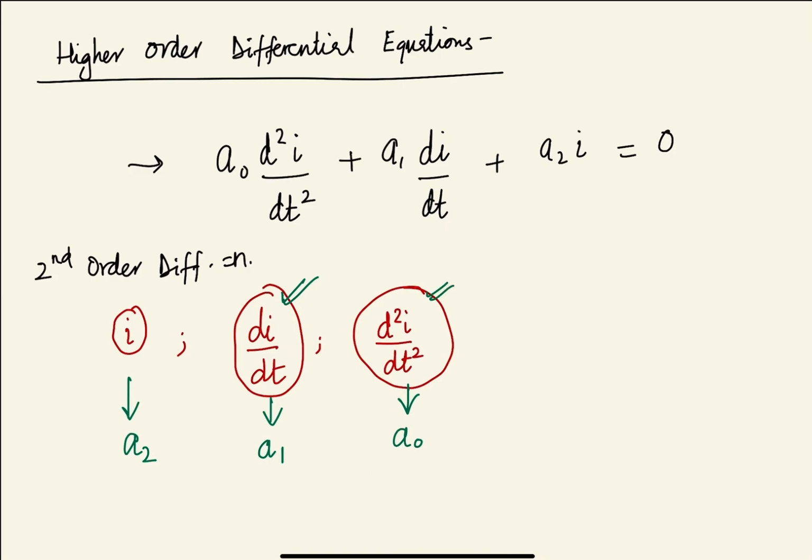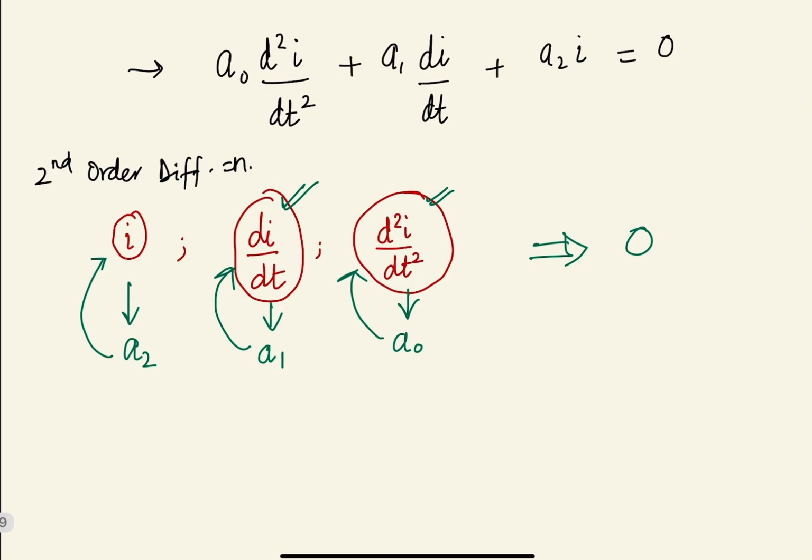So when you have a2 times I plus a1 times di by dt plus a0 times d square I by dt square, they all add up to 0. This is the special thing about this type of differential equation. So what is the solution of this equation? The solution of a differential equation is that value of I which satisfies this equation, correct? That is known as the solution of this equation.